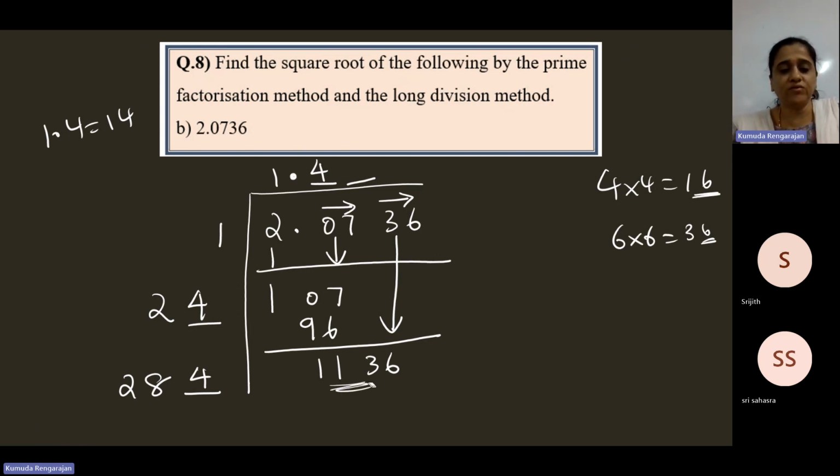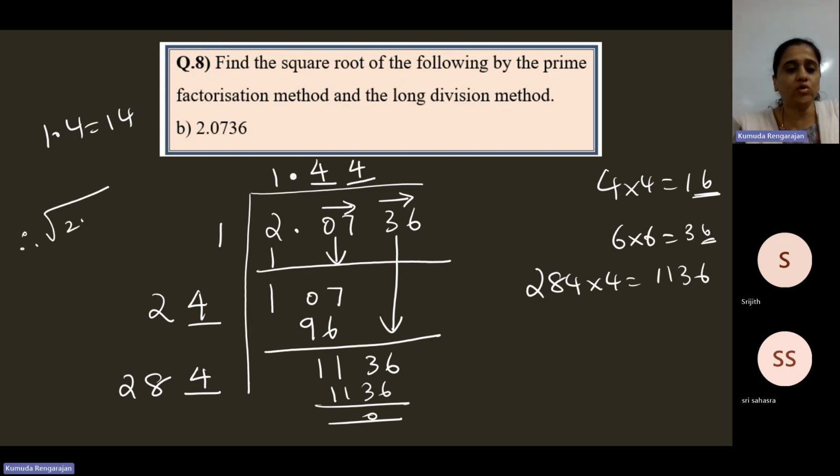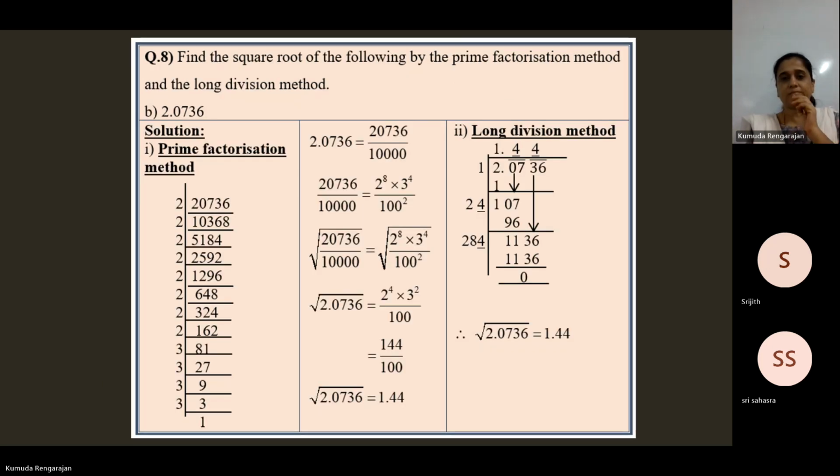Okay, so it is 284. 284 into 4 is 1136. So the square root of the given number, therefore, square root of 2.0736 is equal to 1.44. All right. Very good.